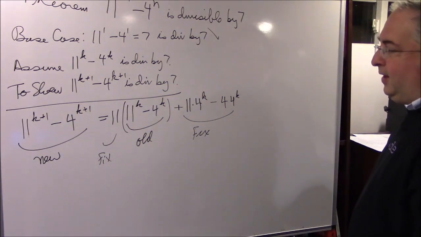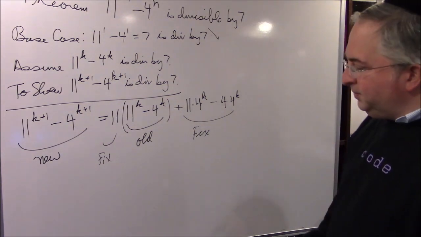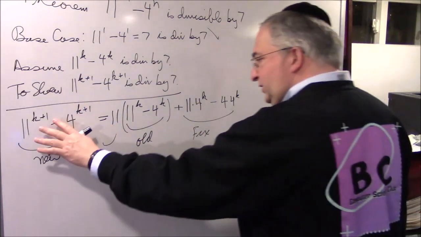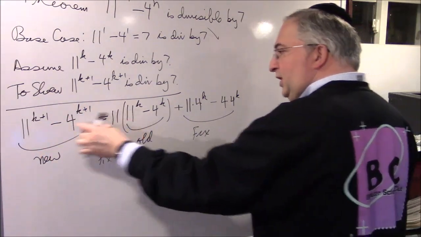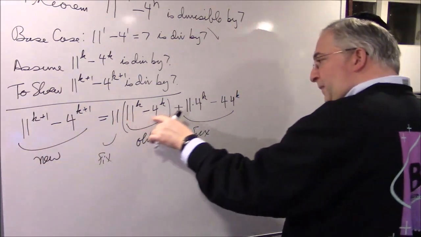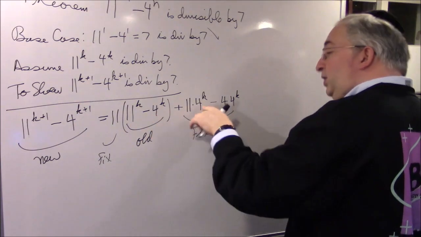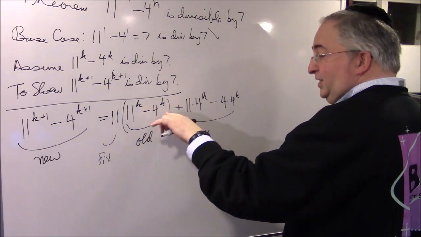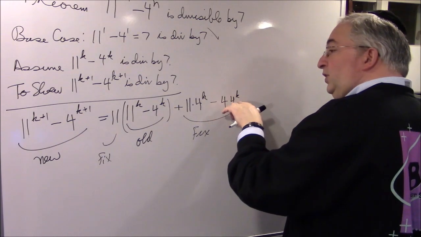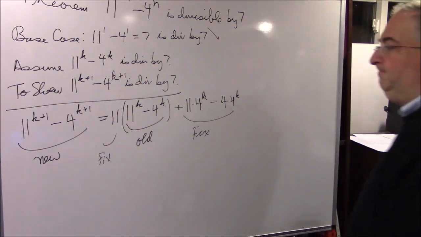Okay? Now, let's just work that out. Let's make sure it works. This is equal to 11 times 11 to the k, that we got, minus the 11 times 4k, plus 11 times 4 to the k, that's going to cancel out, minus 4 times 4 to the k is 4 to the k plus 1. Very good.